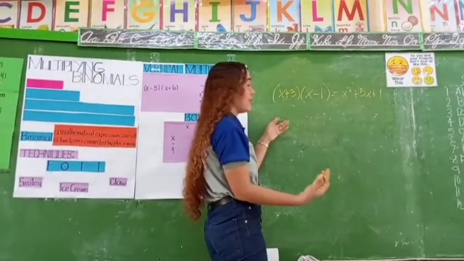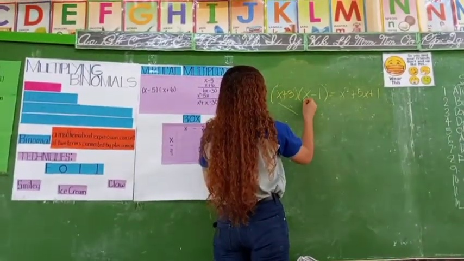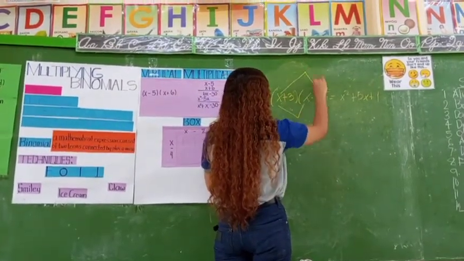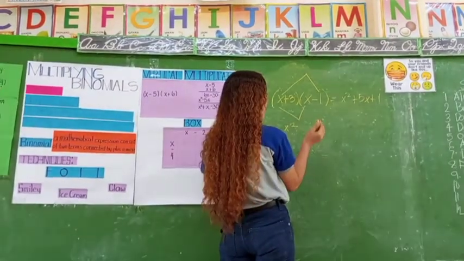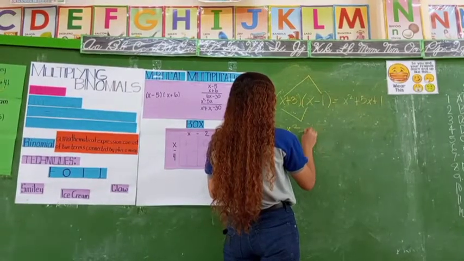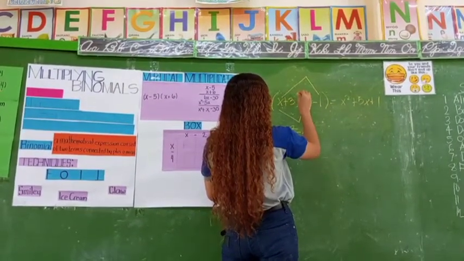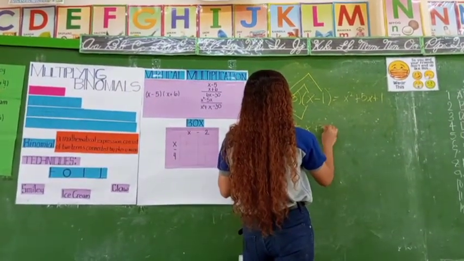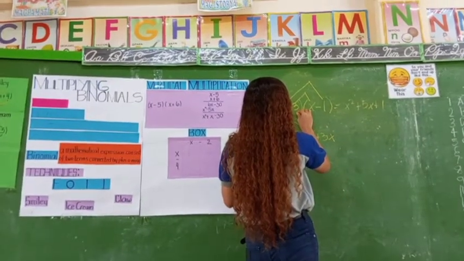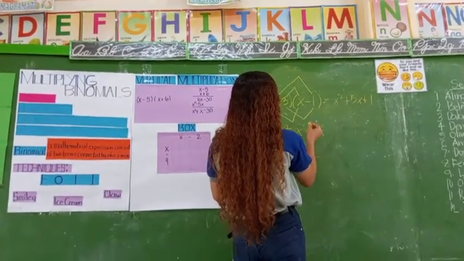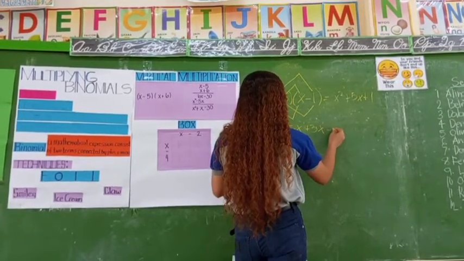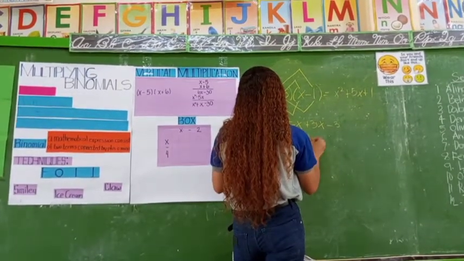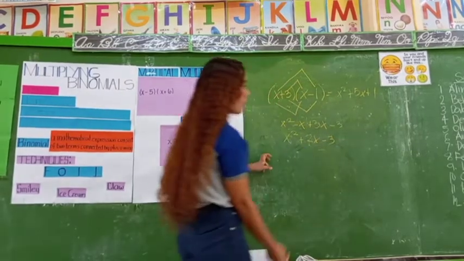So, we're using the ice cream method. So, x times x, we have x squared. And then the outer term, we have x times negative 1 is equals to negative x. And the inner term, we have here 3 times x, we have positive 3x. And then the last term, 3 and negative 1, so we have negative 3. So the correct answer is x squared plus 2x minus 3.